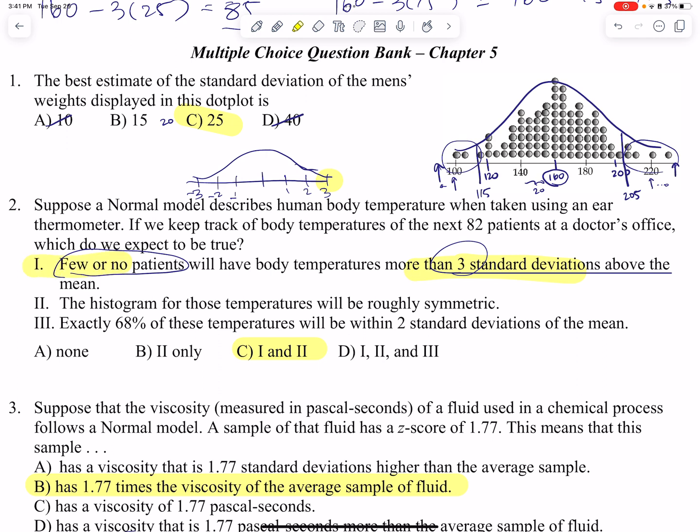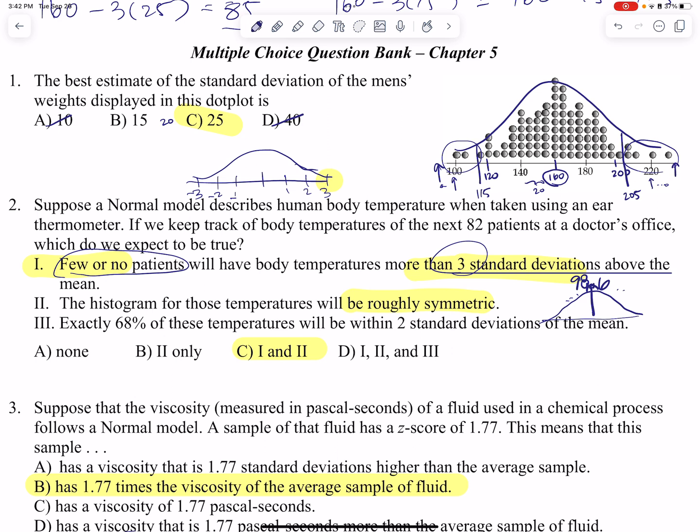The histogram for these temperatures will be roughly symmetric. I'm going to say yes, it's going to be roughly symmetric because with body temperatures, most people are right around the average temperature of 98.6. If you measure people's temperatures, they're going to have a little more or a little less, but most of them are going to be right around here. And so you're going to have it tail off about here, and you have very few people further left or right. Not a lot of outliers that are going to be super far out with human body temperature. So I say it's 1 and 2.